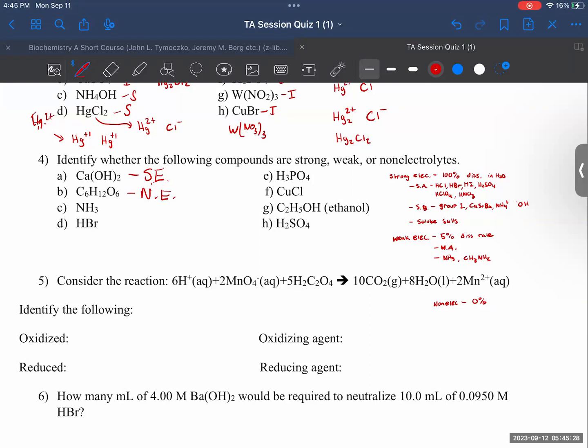A nitrogen-based compound, NH3, ammonia, is a weak what? Acid? Weak base, right? So weak bases are categorized as weak electrolytes, believe it or not.